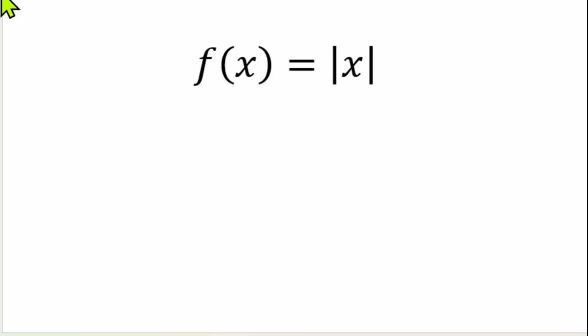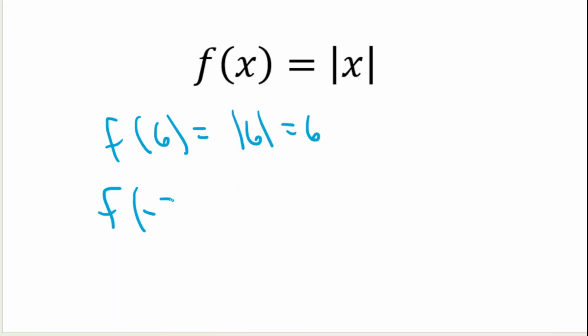Now, we know what that means mathematically. So for example, if I were to find the value of f at 6, we know that that's the absolute value of 6, which is just 6. And of course, if I sub in a negative number like -7, the absolute value of -7 is just 7.